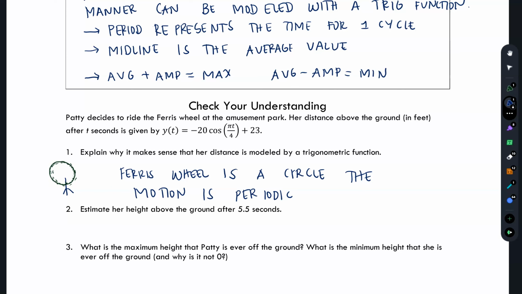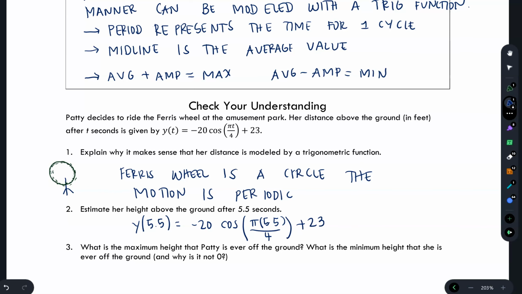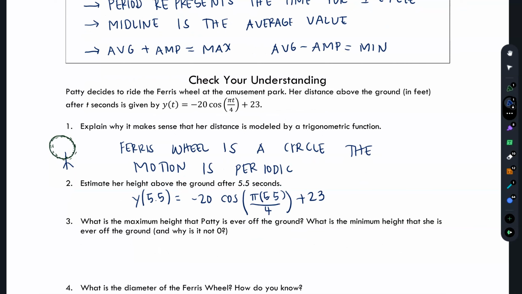Estimate her height above the ground after 5.5 seconds. So we'll say y of 5.5 equals negative 20 cosine of pi t over 4 at 5.5. I'm going to have to use my calculator for sure because I don't know that in my head. So cosine, make sure you're in radian mode: cosine of 5.5 pi over 4 times negative 20 plus 23. That's going to give me 30.65.